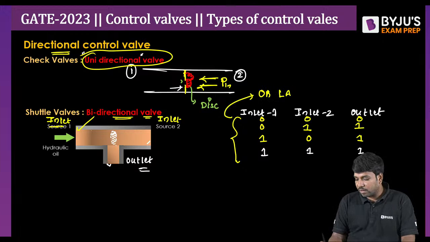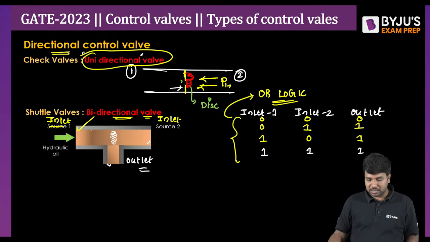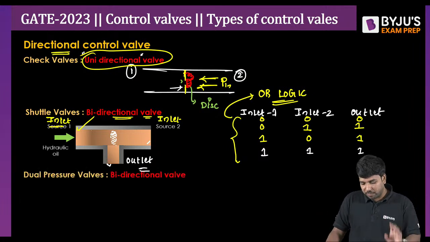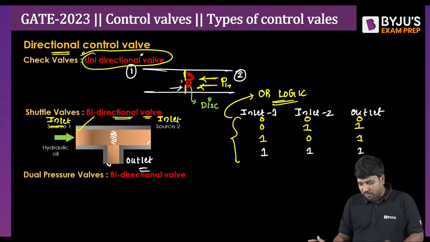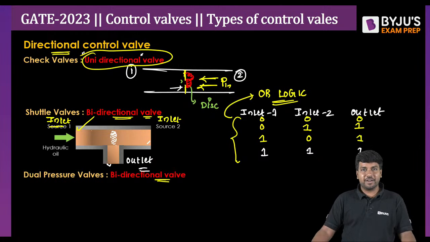So this means that we can execute digital logic even with the valves or control valves. This is called OR logic here. I hope you understood this. This is very easy to understand. Now moving ahead to the next type, that is dual pressure type valves. So this is also a bidirectional valve here, right? Yes, very good. OR gate, nice.